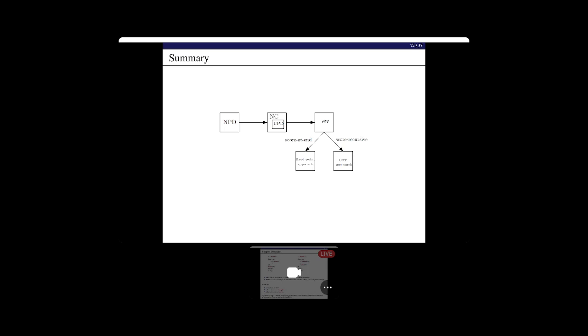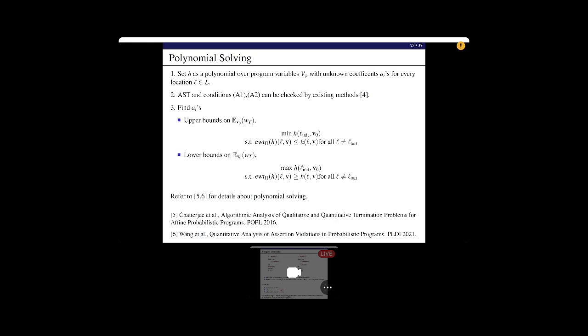When we determine the class of the program, we derive the bounds of EW by polynomial solving. The idea is that we set H as a polynomial over program variables with unknown coefficients A sub i's. Then we check the conditions such as AST and the conditions A1 and A2. Finally, we find the unknown coefficients A sub i by solving optimization problems with polynomial constraints from our approach. The technique of polynomial solving is used in program verification, so readers can view the paper for more details.